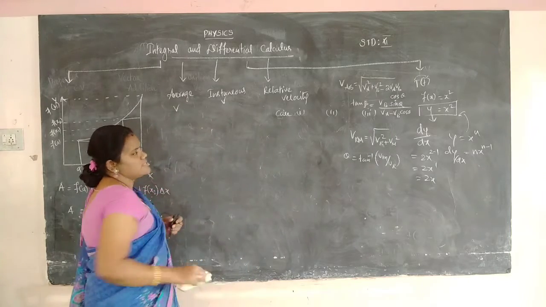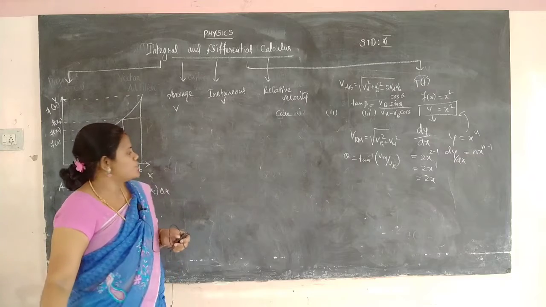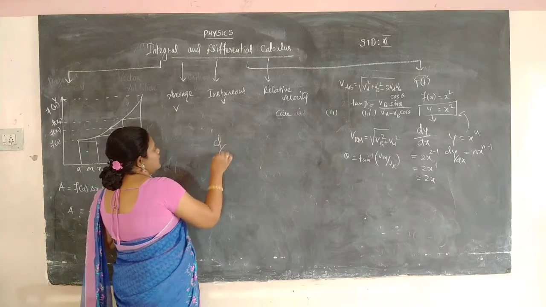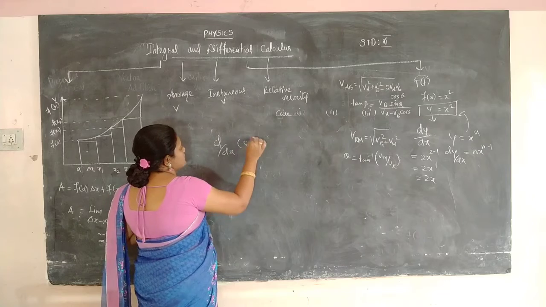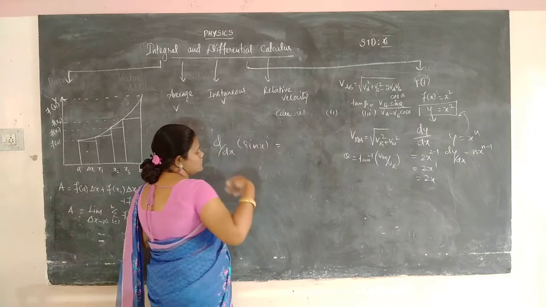In trigonometry, sin x, cos x, tan x are there. So differentiation of sin x: d by dx of sin x is equal to, this is the formula.